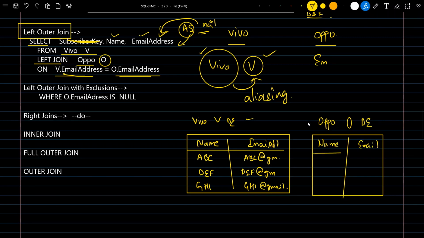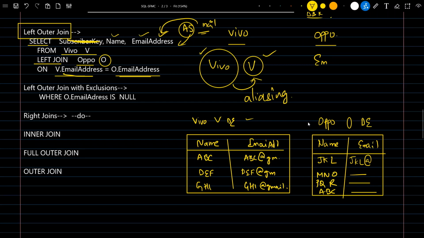So let's say the names are JKL, MNO, PQR, ABC. The email addresses are jkl at the rate of gmail.com, mno at the rate of gmail.com, pqr at the rate of gmail.com, abc at the rate of gmail.com.